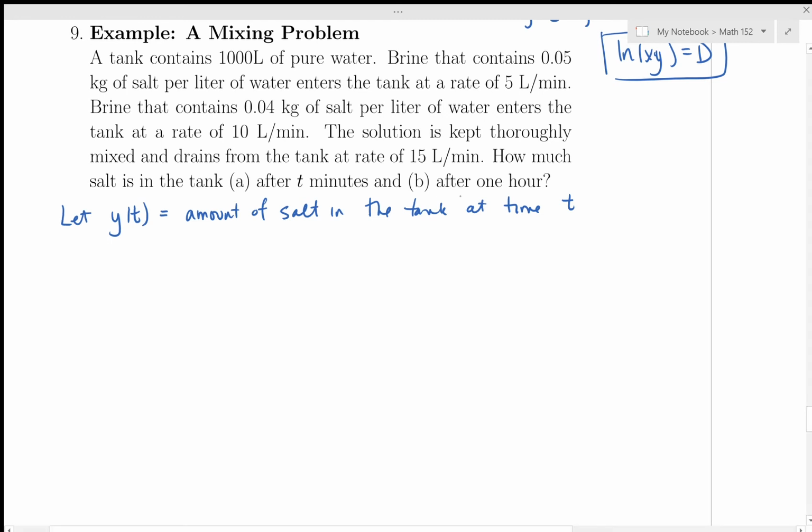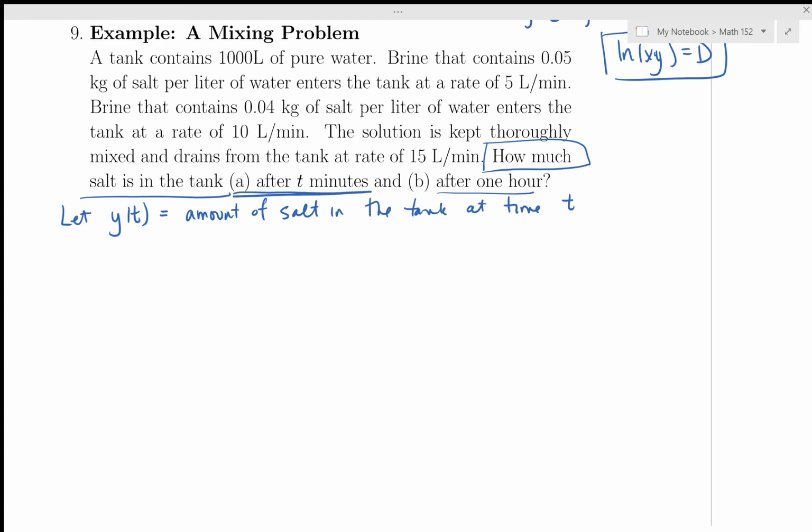Okay, so part B is kind of silly in some sense, because if we know part A, we can calculate it at any time that we want. So we have a question. How much salt is in the tank? See the question? How much salt is in the tank? So I immediately say, okay, fine, I'm going to need to know that, and it's going to be a function of time, so I let y of t equal the amount of salt in the tank at time t.